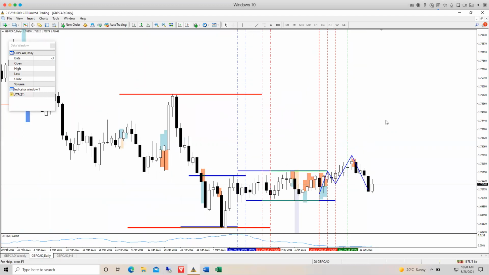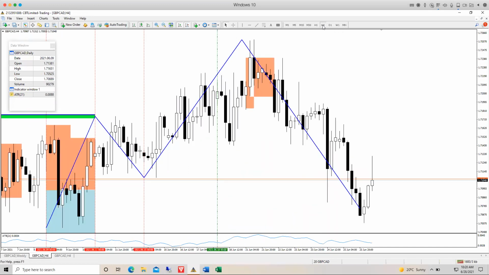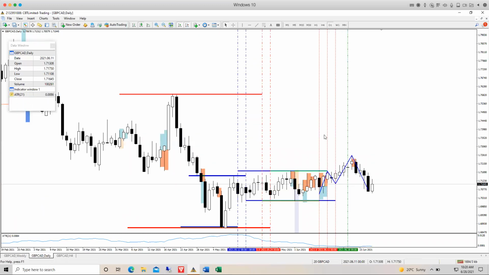As far as that's concerned, GBP Cad, I think we had one. Yes, we did have one H4 impulse win. I just need to make sure I don't miss that. Okay, so yeah, I think we spoke about this one already the previous week because that breakout occurred on the 17th. Yeah, so we would have already spoken about that.